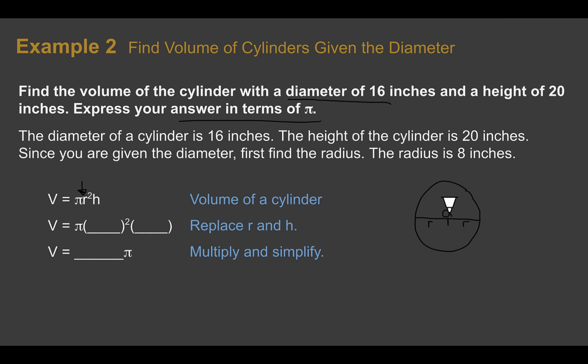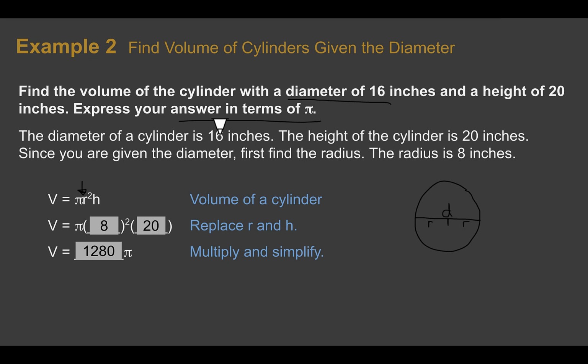So whatever we have for the diameter, if we need the radius, we have to divide it by 2. Because the diameter is 16, we're going to divide that in half, and our radius will be 8. So r is 8, and then it tells us the height is 20. Plug that in. 8 squared is 64, times 20 is 1,280.